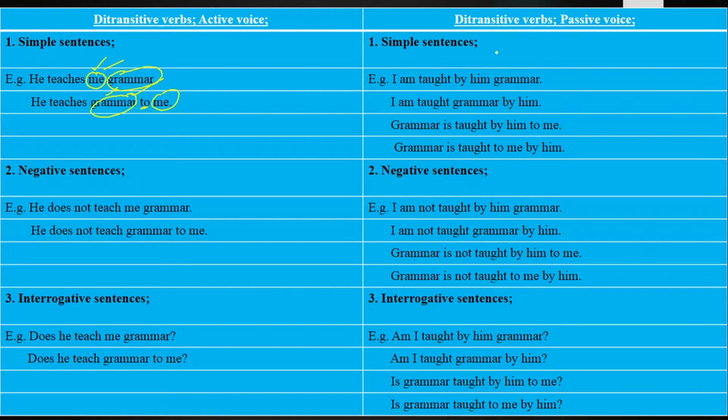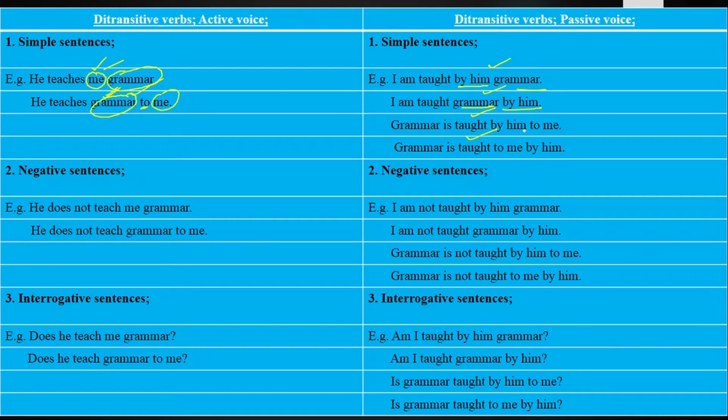In passive voice, how you are going to change the present indefinite tense sentences of a ditransitive verb from active voice into passive voice. I am taught by him grammar. I am taught grammar by him. Grammar is taught by him to me. Grammar is taught to me by him. See, first you will bring me, the living object, in place of subject, and in the second way again the living will come and places will be changed. By him will come first, grammar at the end, grammar first, then by him at the end, and after that you will bring the non-living object like grammar.